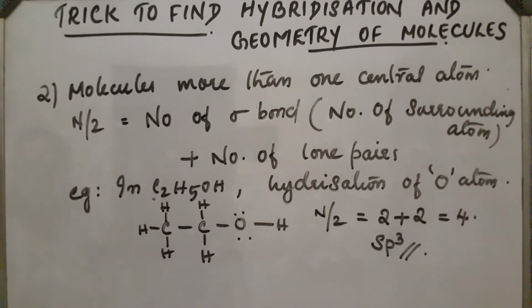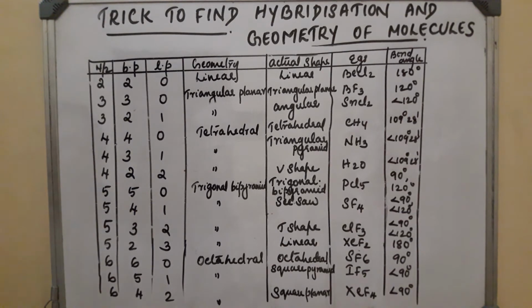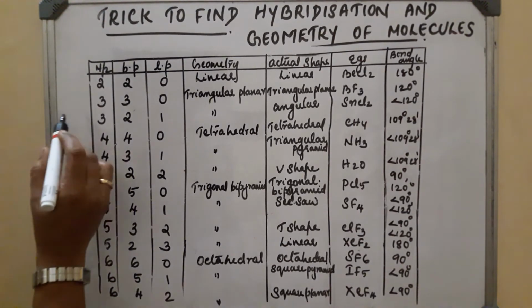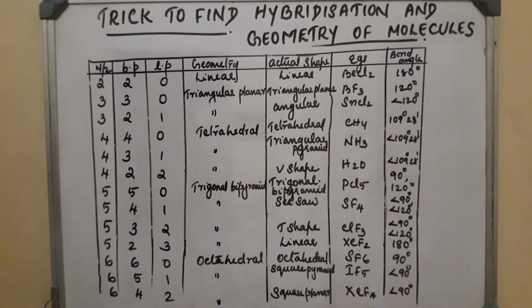Like this we can find the hybridization of molecules containing more than one central atom. Okay. Next, after finding the n by 2 value, we can find the actual shape of the molecule.